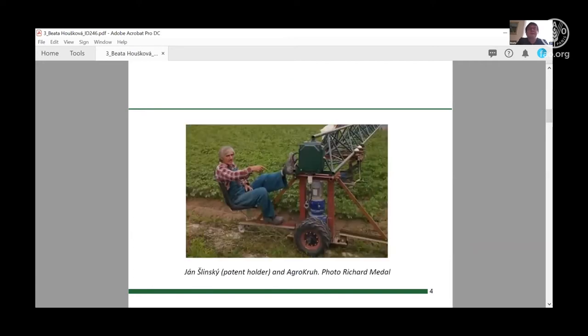Next, please. Here is a farmer who is the patent holder of this type of soil cultivation, and you can see his arm, this 15 meters long arm, part of it. During cultivation, you can either be there or your presence is not necessary, so you can do other things that you want to do.